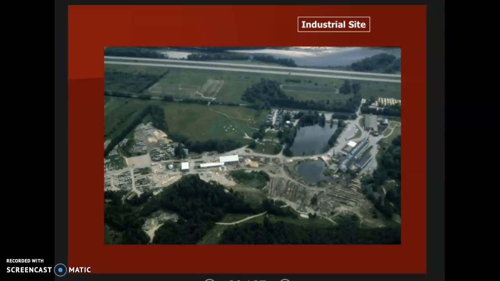Here's another example. This is an industrial site. So in this one, you know it's industrial because you've got some large buildings, you've got some possibly cooling ponds, you've got these big buildings, but you don't have huge parking lots. You have some parking for workers, but this is an industrial site. Okay. All right, moving on.